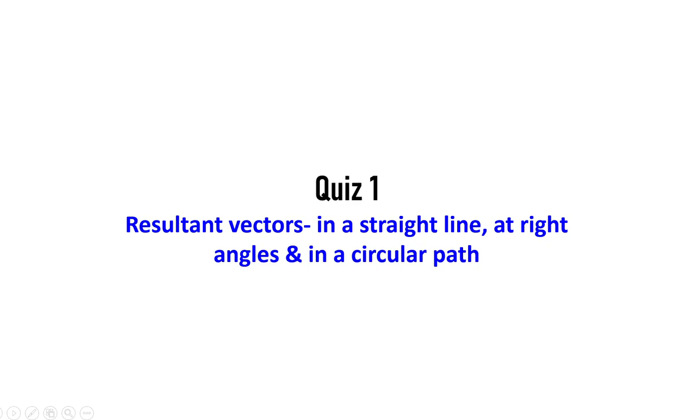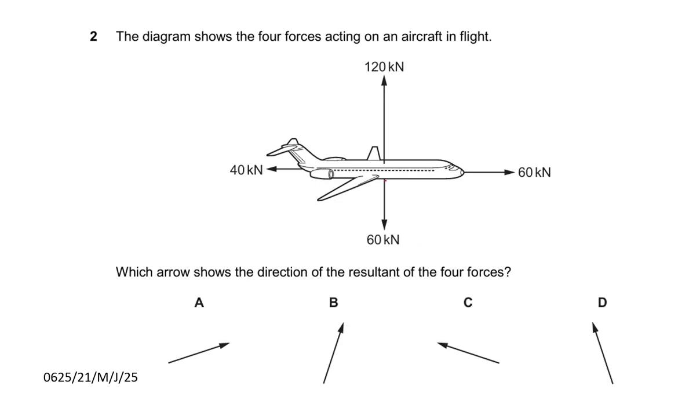Hi, let us see some quiz based on resultant vectors in a straight line, at right angles, and in a circular path. I think this question I have already explained. You can watch the video. If you want, I can explain once again.